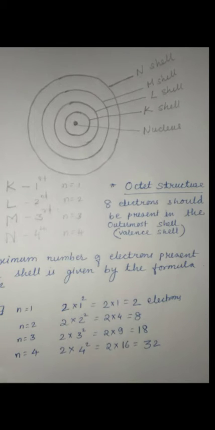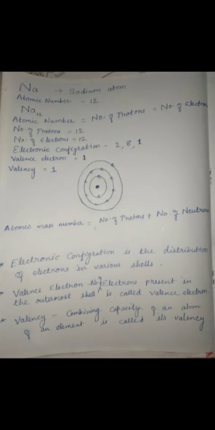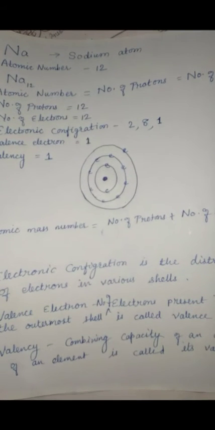Now how this happens, we will see that. Let us see with an example of the sodium atom. Sodium atom, atomic number is 12. I told you atomic number is equal to the number of protons, that is equal to the number of electrons. Positive charge and negative charge are equal in magnitude. So protons, how many? 12 protons. Electrons, how many? 12 electrons.